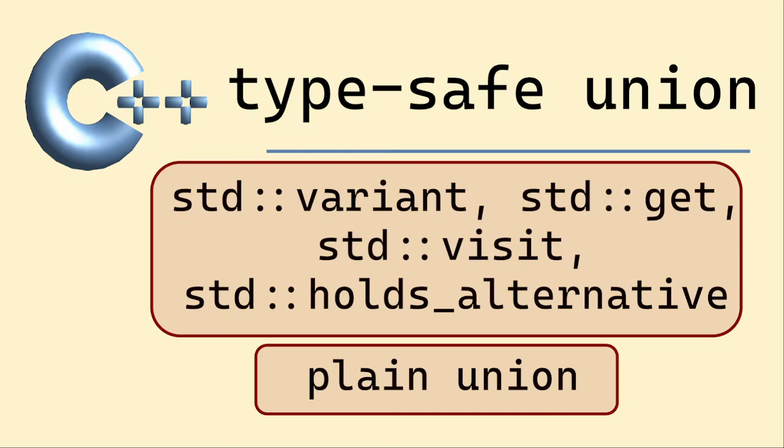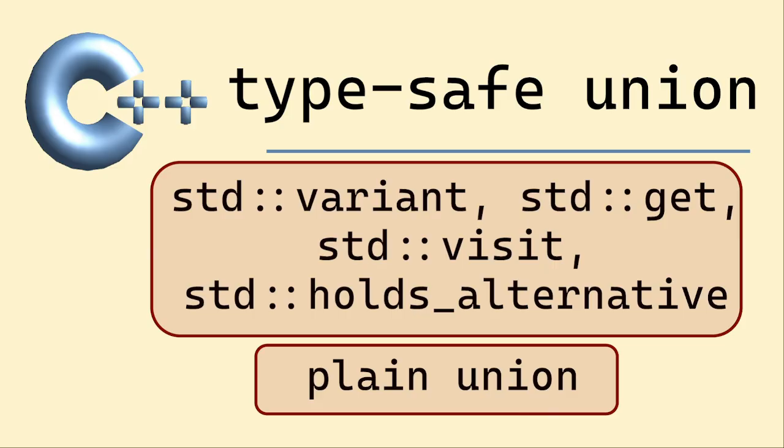Variant is a C++ feature introduced in the C++17 standard. It is an improved version of the C style or plain union. Specifically, variant is a type-safe alternative to the traditional union. Therefore, I will first explain the plain union and then I will discuss variant.